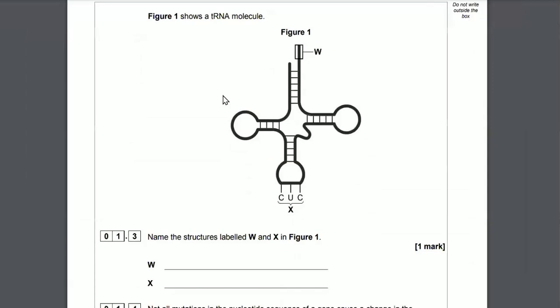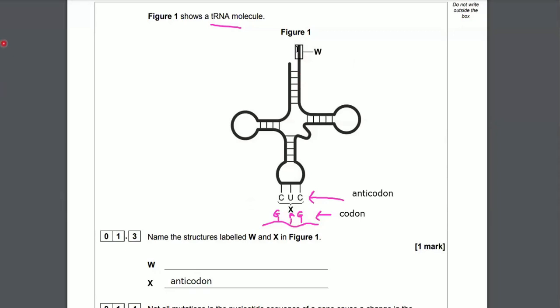Okay, for this part of the question, 1.3, figure 1 shows a tRNA, transfer RNA molecule or carrier molecule for amino acids. 1.3, name the structures W and X in figure 1. So starting with X, as it's the easier one, you can probably tell: what do we call the little triplet code that you get on a tRNA molecule? We call it the anticodon, and that's because it's complementary and binds to the codon, which is found on mRNA. So you would have GAG would bind to this CUC, anticodon and codon. So the answer for X is anticodon.